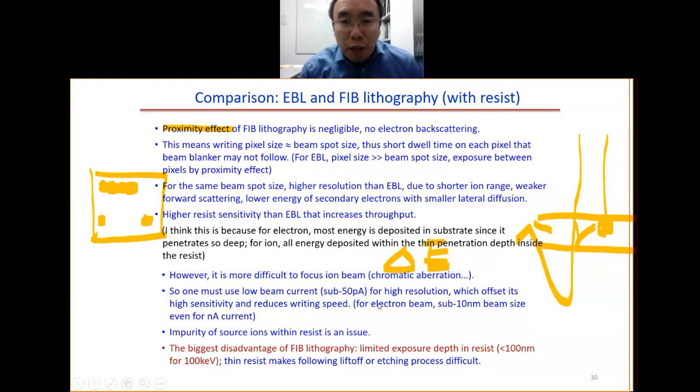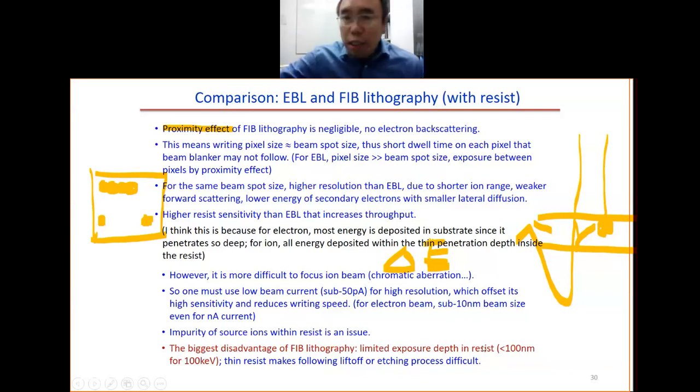But we know that for the electron beam, we can use nanoampere beam current, or even tens of nanoampere beam current, and we still get very good resolution. But this is not the case for the ion beam. The ion will stay in the material to become an impurity in the resist. And the bigger problem is the penetration depth.